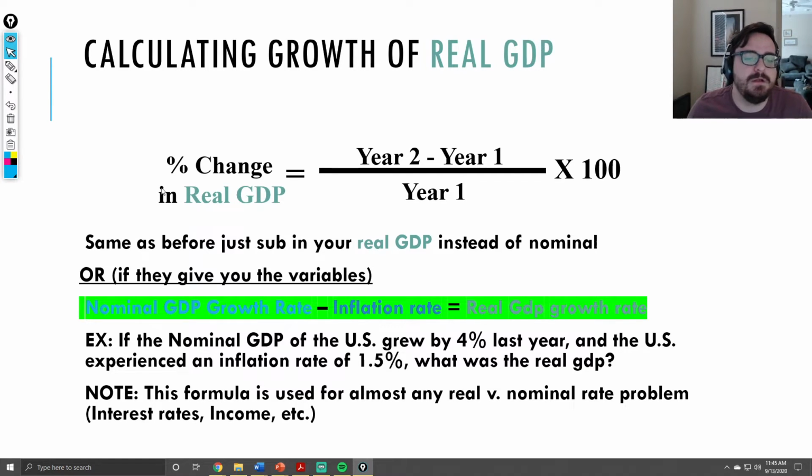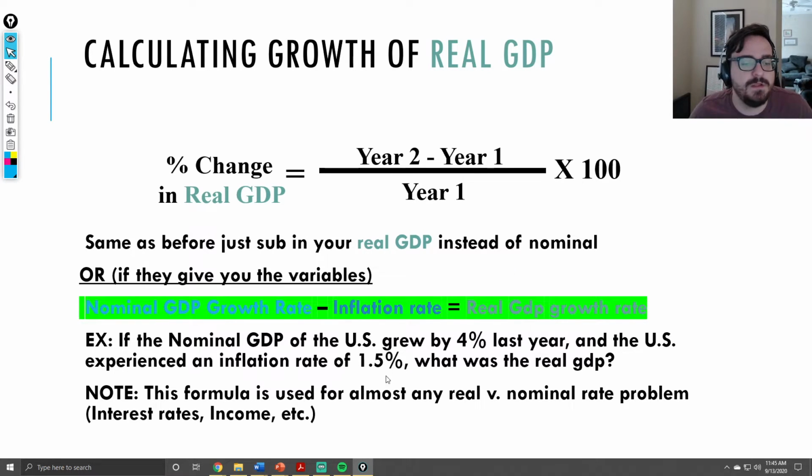Now, it has to be rates. They all have to be rates. You can't just do like, my nominal GDP was 500,000, my real GDP was 300,000, my inflation rate was 1.5%, so I can just subtract 1.5 from 300,000. No, you cannot just do that. Okay? It has to be percentages. If they're all percentages, then you can just do this.